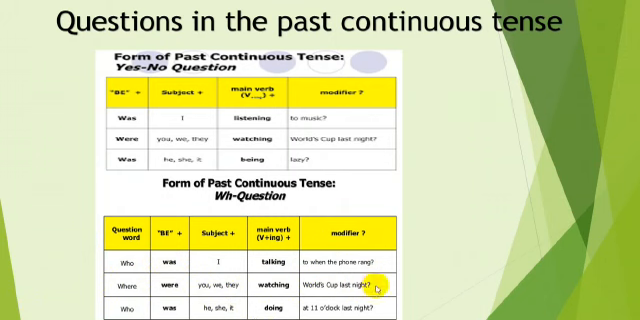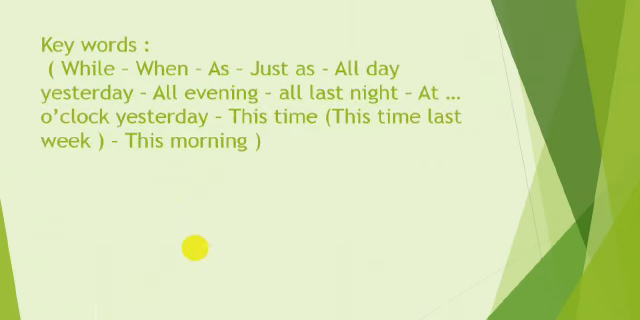And always, please pay attention. Do not include the answer in the question. So if I'm asking here about the place, do not write a place in the question, right? Don't write a place in the question. I'm asking about it. Okay? Pay attention to this. Now, let's go and check what are the keywords for the past continuous.